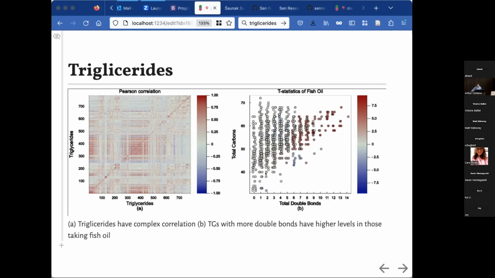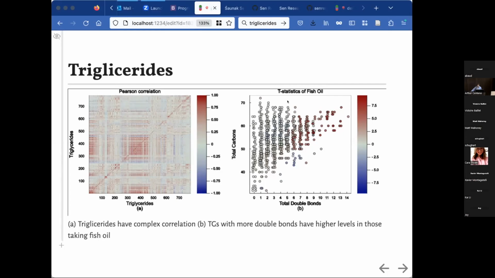Immediately you can see there is a correlation between the number of double bonds you find in a triglyceride and the total number of carbons. They are correlated. If you notice the structure, it makes sense. The longer the fatty acid, the more carbons it has, the more chances of a double bond. But it is clear from this picture that the strength of the association is driven by the number of double bonds or the degree of saturation, and not the chain length, the number of carbons.